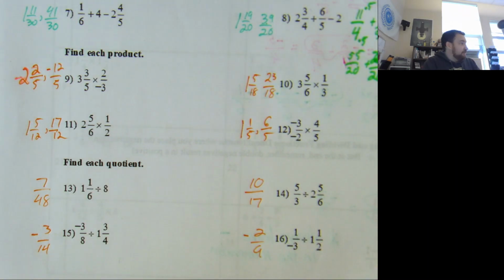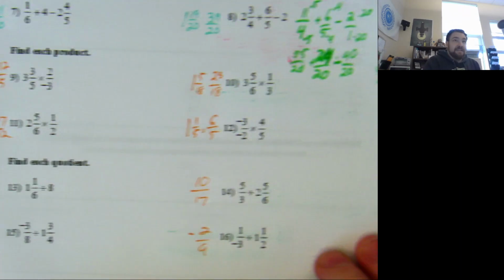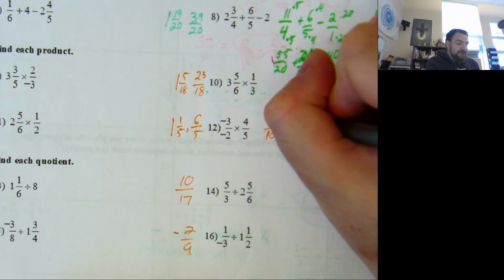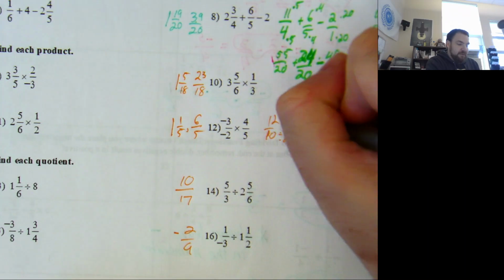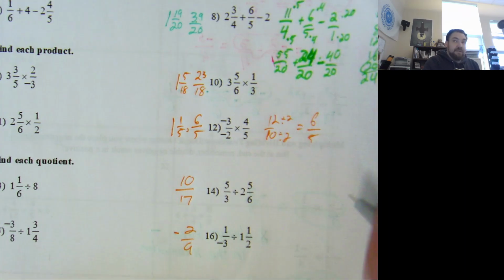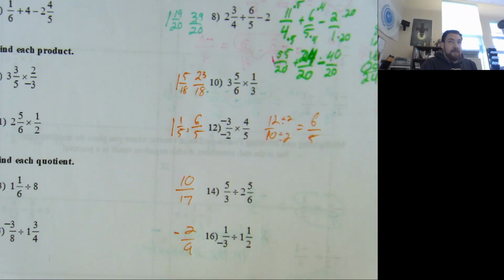You got 12 over 10? Yeah, you're just not done. Because if you got 12 over 10, both of those numbers are divisible by 2. So 12 divided by 2 is 6, 10 divided by 2 is 5. So you were totally correct. You just weren't done yet. But that's great.